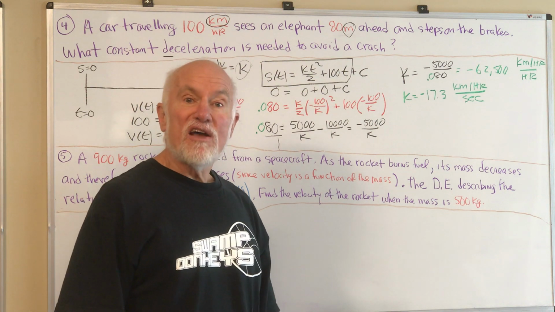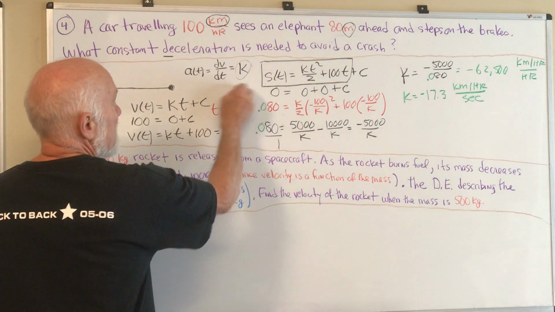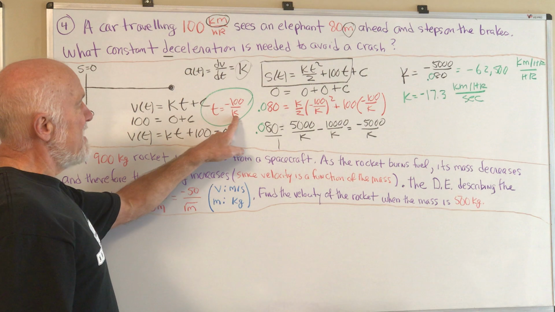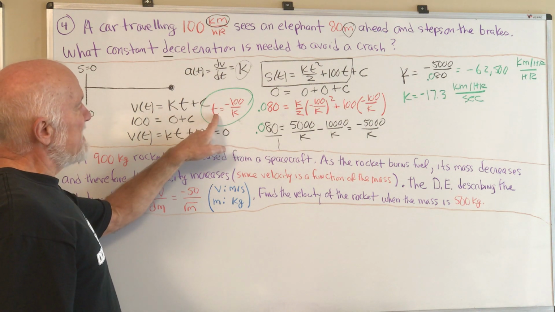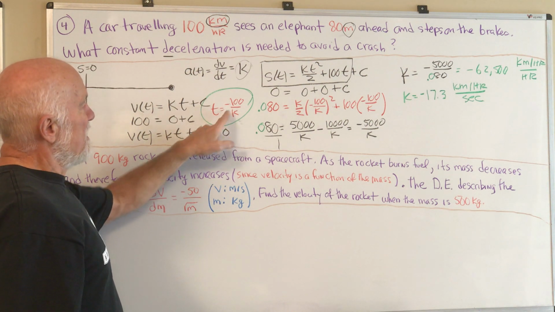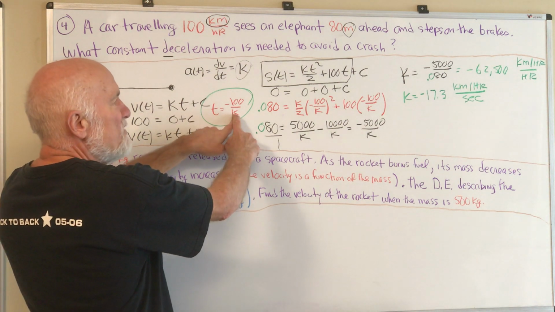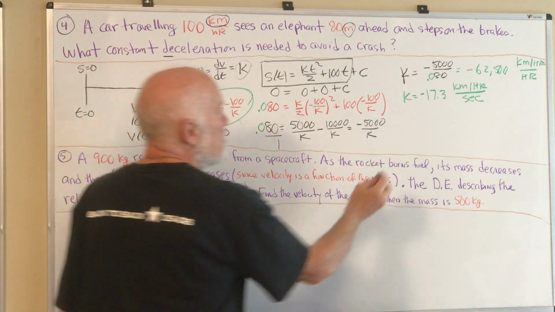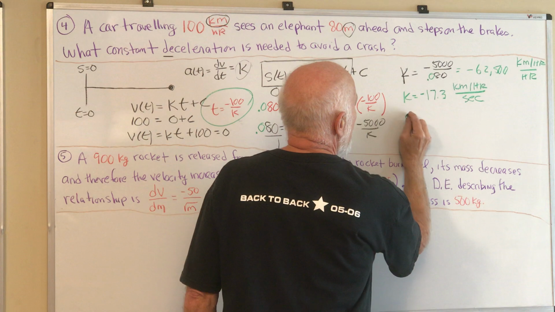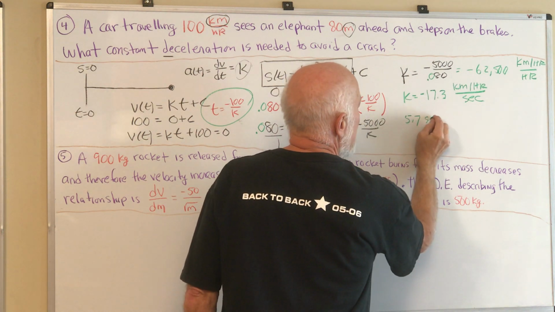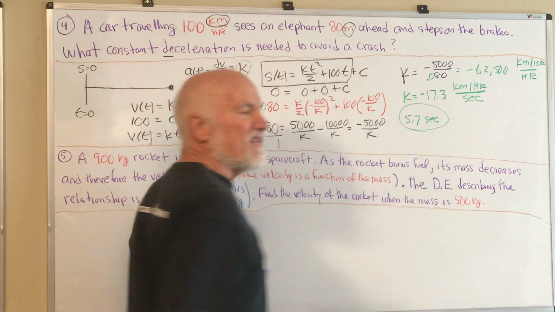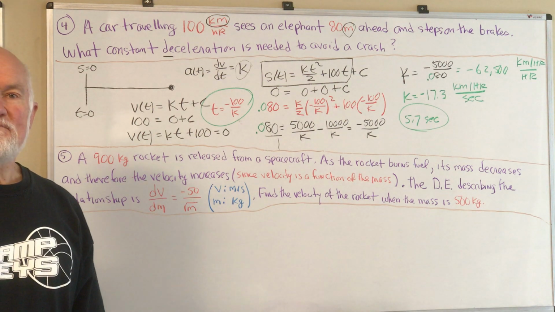And if you want to know how long it's going to take you, now that you know k, you can see what that time is going to be. So if you put negative 17.3 in for here, it turns out to be, it takes about 5.7 seconds for you to stop.